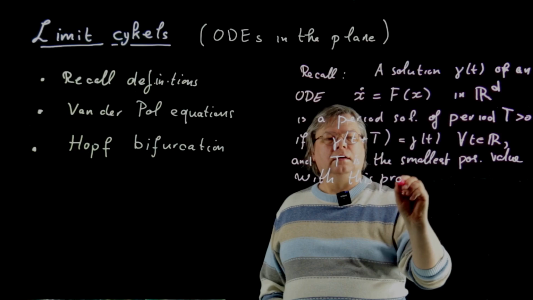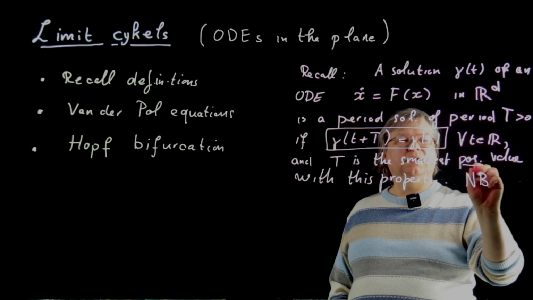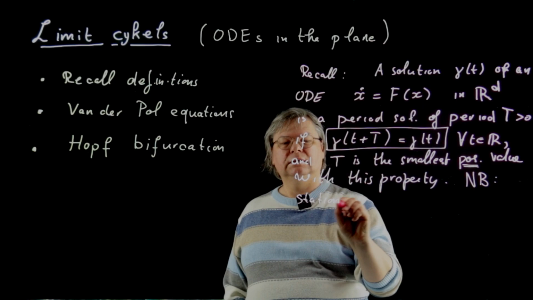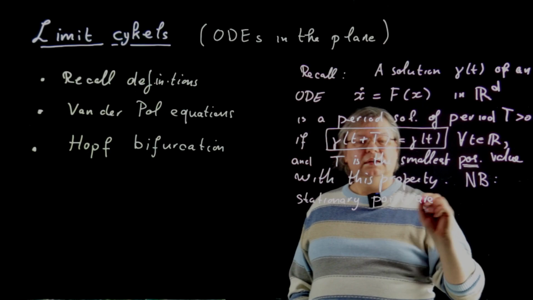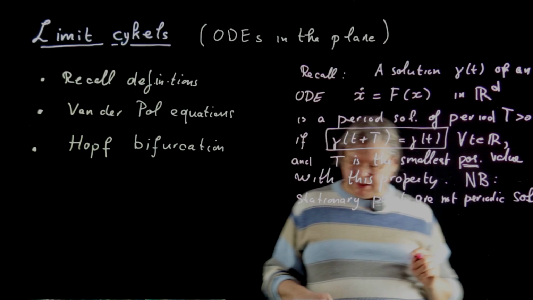And this property is exactly this one. So we want this to be a positive solution. So stationary points are, in this parlance, not periodic solutions, because we call them stationary points. So let's do an example.